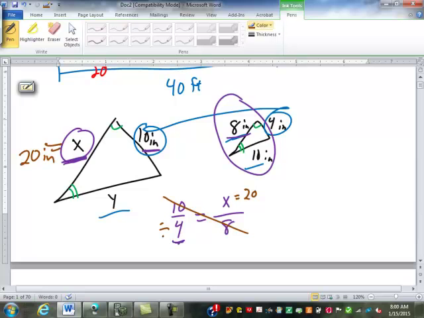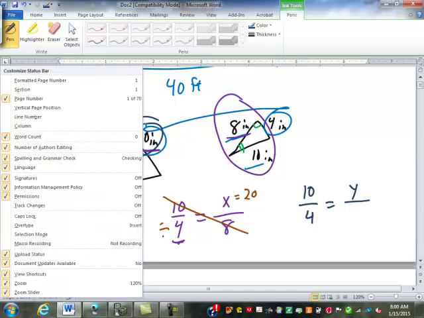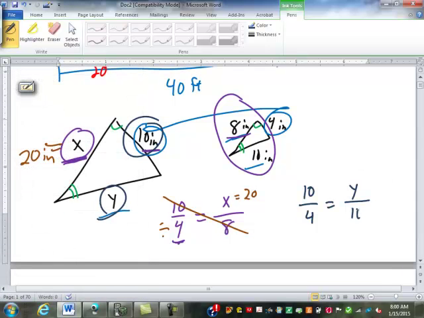We can do the same for y. The 10 and the 4 still go together. Where does the y go? Y is still from the same triangle as the 10, so it goes on top. What's going to go below it? 10. So 10 times 10 is 100, divided by 4, y is 25.